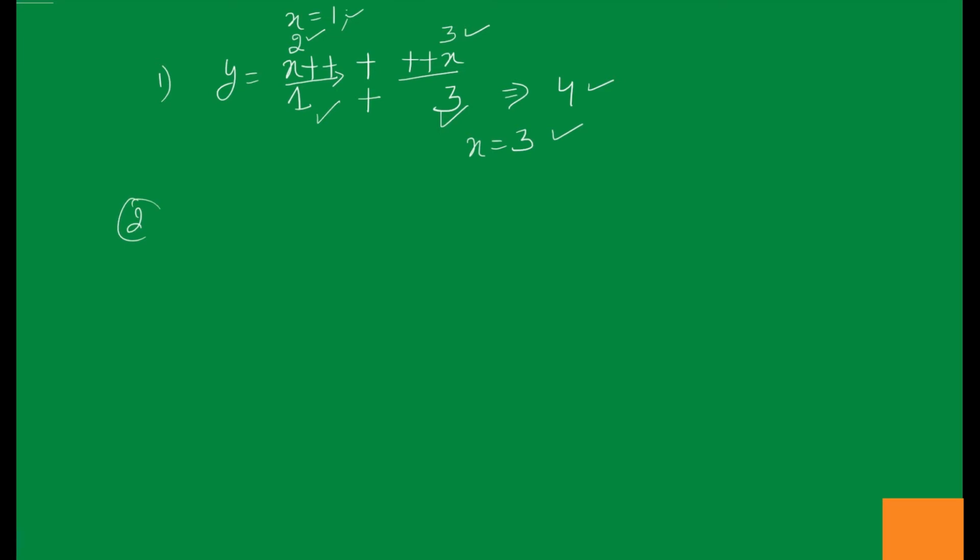Okay. Now take the second example. Let us suppose that we have y = x++ + x++, right? We are given both of these variables as postfix operators. So initially the value of x is supposed to be 1, right? So how are we going to do it?